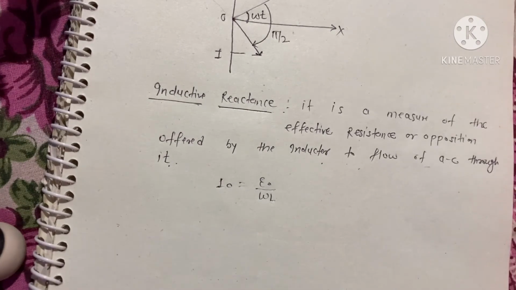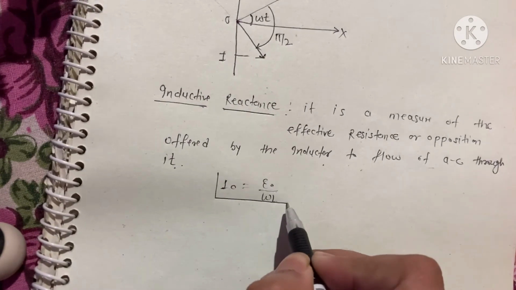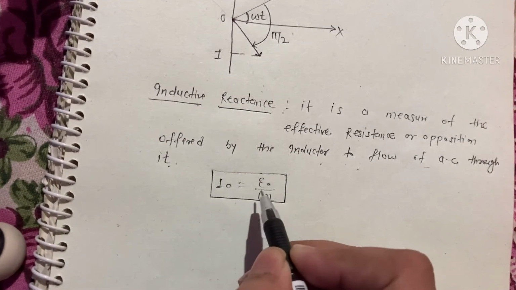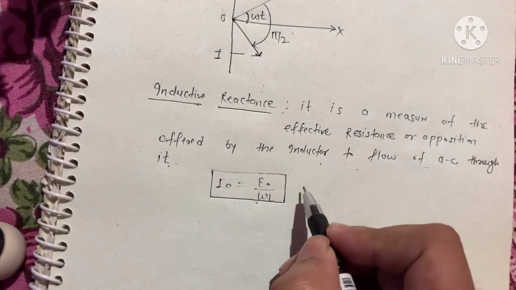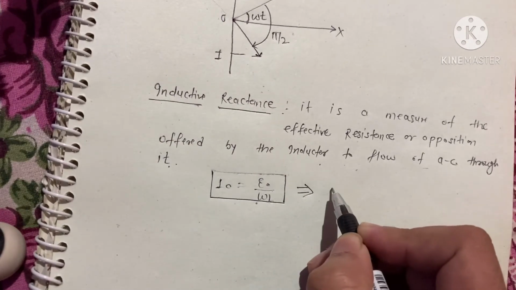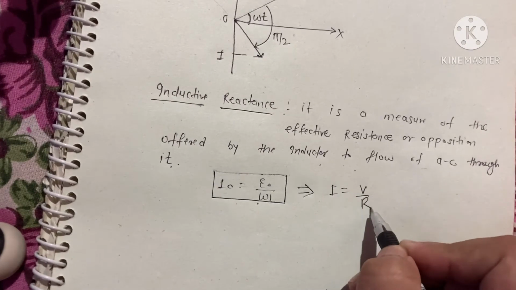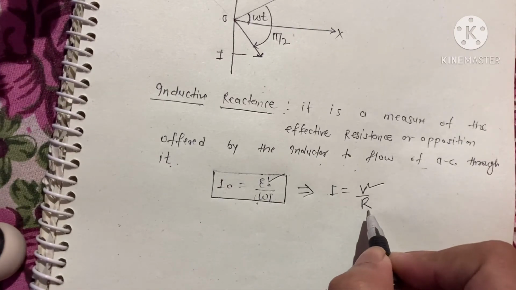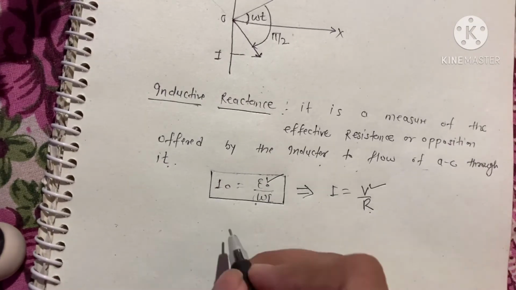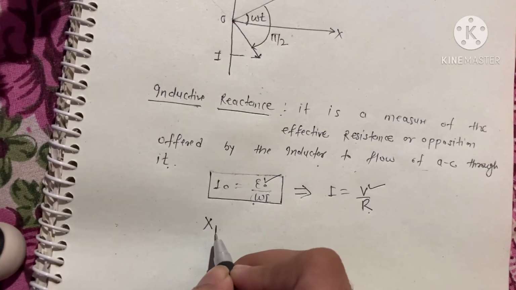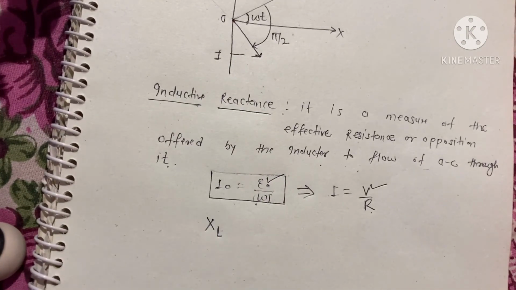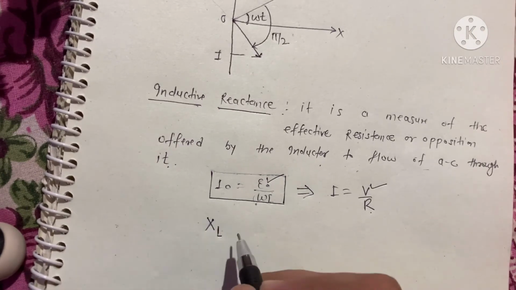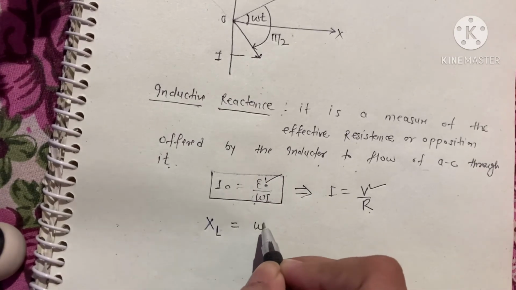Now what is the value of this? I told you this is a very important equation. I0, the peak value of current, is nothing but E0 by omega L. Now students, if you compare this equation with Ohm's law, I is equal to V by R, this is E, that is V, and this omega L is equal to R, and here we will not write R, we will write X, that is reactance, XL, inductive reactance. L is the symbol for inductor, not I, because I is already the symbol for current. So XL is nothing but omega L.